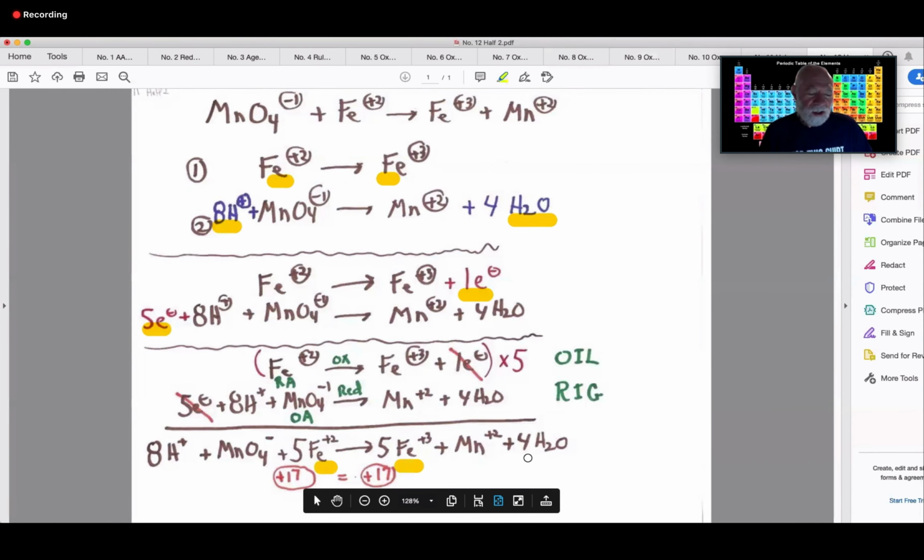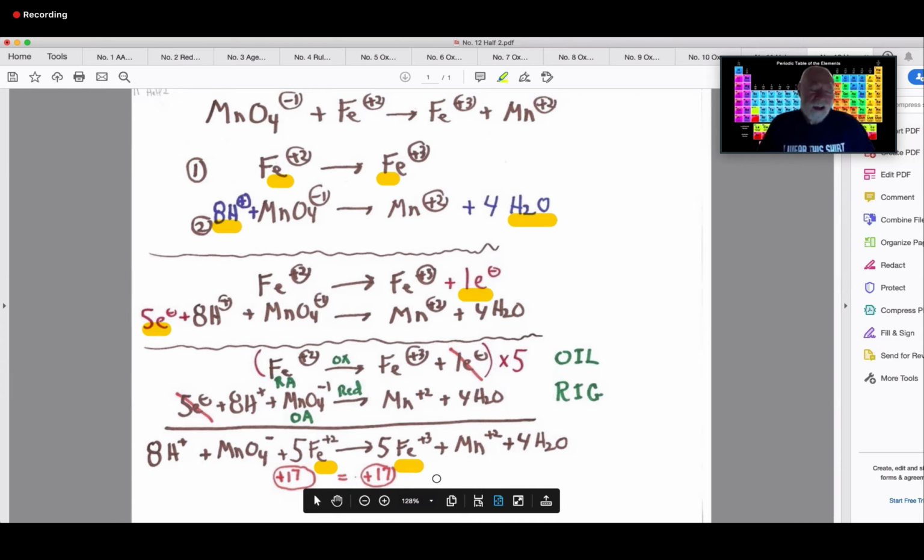Now, being compulsive, I like to double check my answer. So you can check it by mass. I'm pretty sure that's right. Let's check the charge balance just to double check. So we have 5 iron plus 2, that's plus 10, plus 8, that's 18, minus 1, plus 17 is the charge on the left. Is it really plus 17 on the right? 5 times plus 3 is 15, and plus 2 is plus 17.